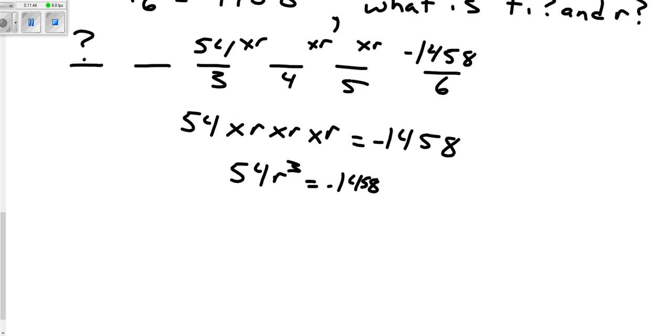Now, we've done a lot of work with rationals this year. Can we actually solve for R here? No, it's not doable. This question's done. Moving on. No, so what you do is solve for R. We're going to get R by itself. First thing, let's get rid of this 54. Since it's being multiplied, we're going to divide. So 1,458 divided by negative 54 is negative 27.